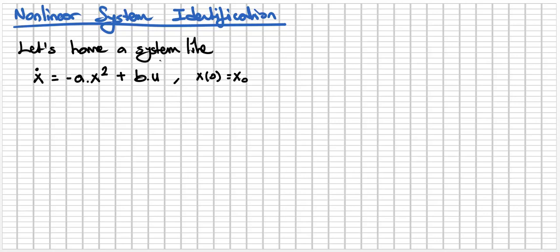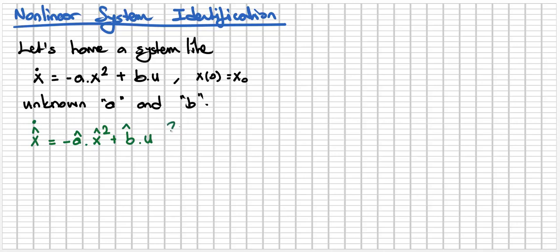Our objective is that the unknown A and B are present here. So what will we do? Here we may propose another system like this one: x hat dot is equal to minus a hat times x hat squared plus b hat times u. This is our proposed model, or suggested model.